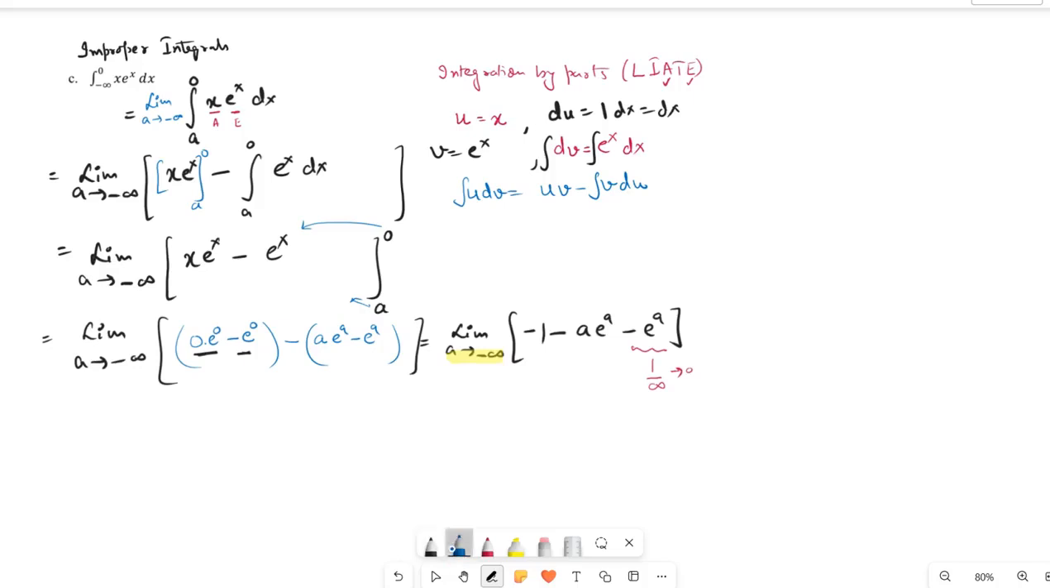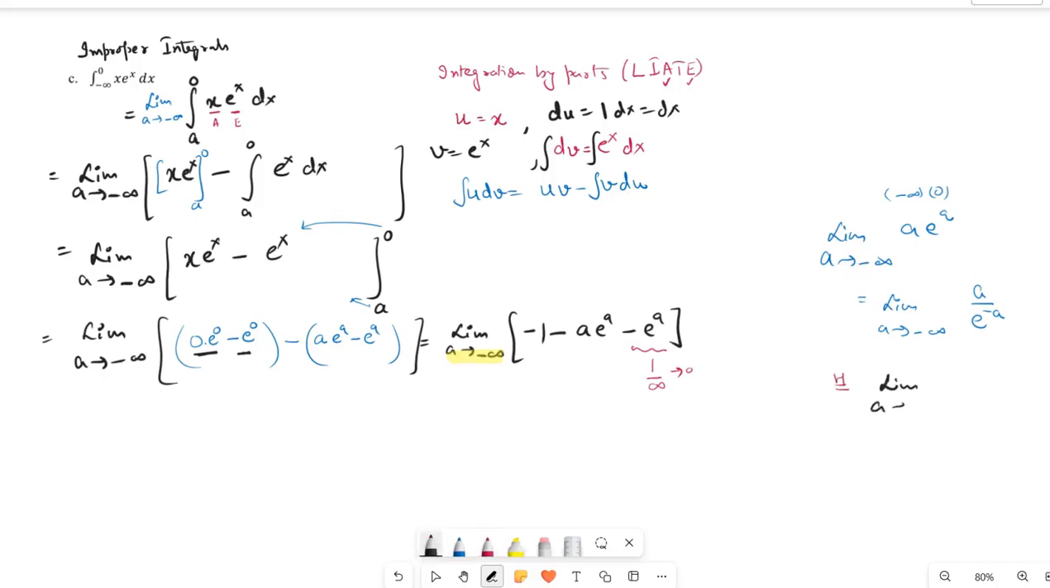What about this one? I'm going to work it on the side. Limit a approaches negative infinity of a e^a. If a is approaching negative infinity, and e to the power negative infinity is 0, so this is like an indeterminate form of the product format. So we are going to manipulate it a little bit. We are going to write it as a by e to the power negative a. Now we can apply L'Hopital's rule to it.